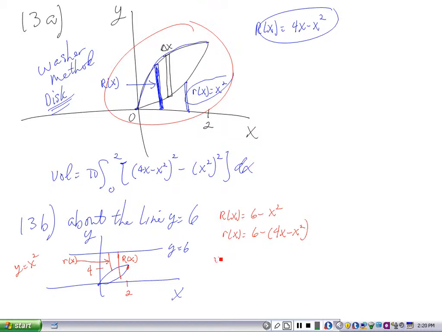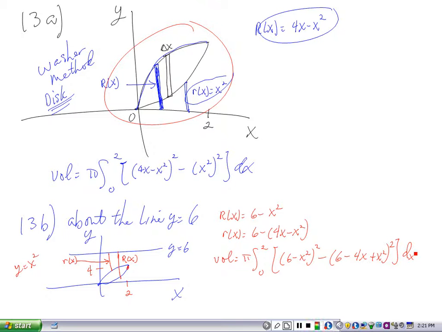So you calculate the volume here, you get pi times the integral from 0 to 2. It's the big radius squared, 6 minus x squared to be squared, minus the little guy squared. So this is 6 minus 4x plus x squared, all that to be squared, dx. We just set that up, and that's fine. The algebra is what's left there.